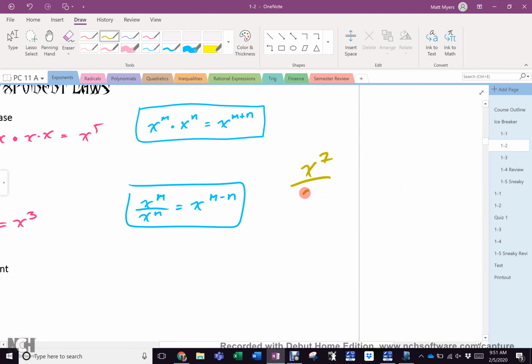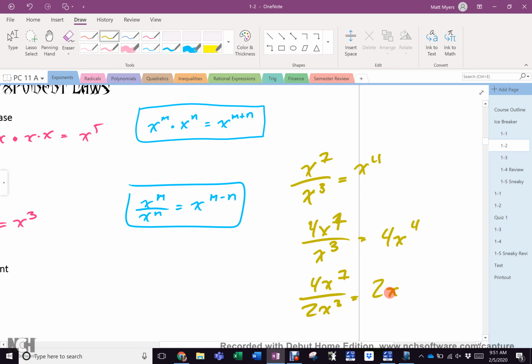X to the 7th over x to the 3rd. What's that? X to the 4th. 4x to the 7th over x cubed. Not x cubed, x cubed. 4x to the 4th. 4x to the 7th over 2x cubed. 2x to the 4th. Excellent.